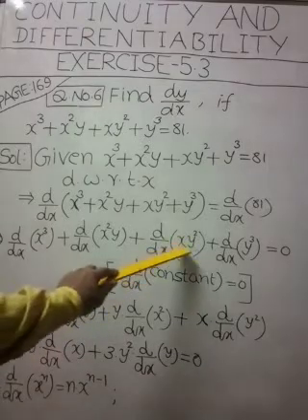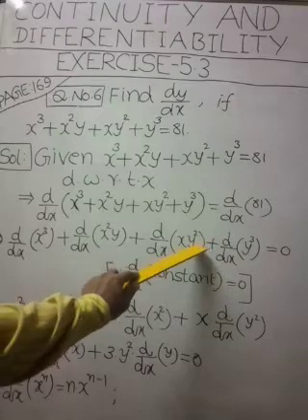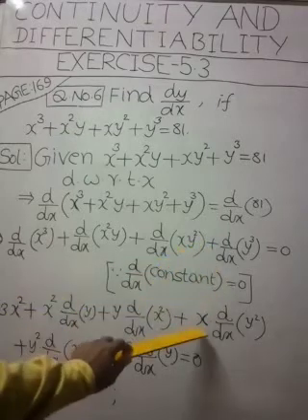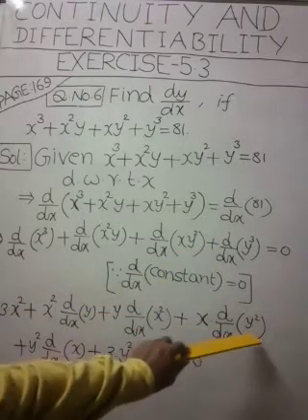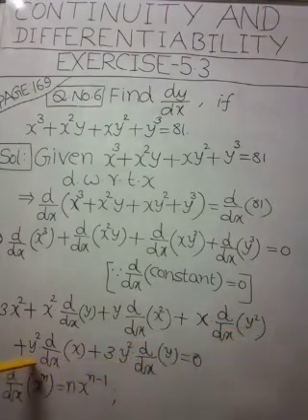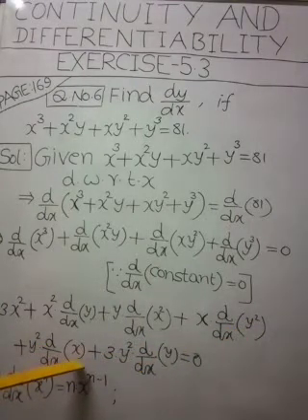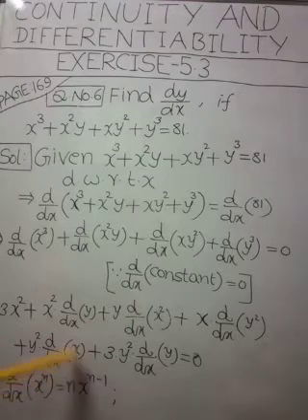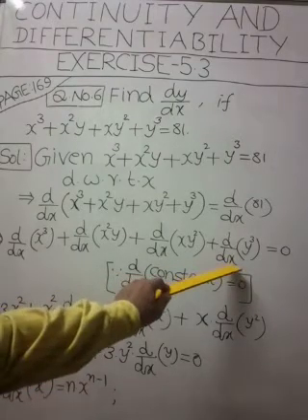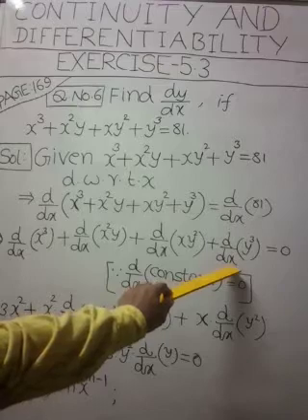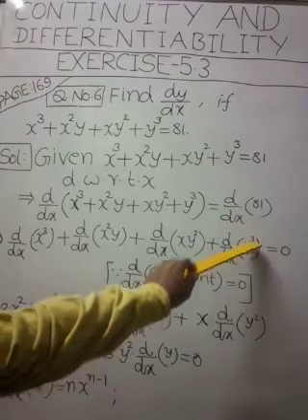So here f of x means x and g of x means y square. So f of x into d by dx of g of x plus g of x into d by dx of f of x. Understood these two terms, my dear children? Right. Now we are finding the derivative of this last term, d by dx of y cube.